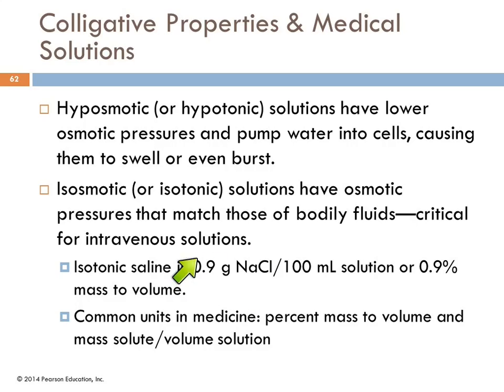But a mass of sodium chloride in a volume of solution, that's easy to make in the lab. You weigh out the sodium chloride, you put it in a container, you add water till you get the volume, bang, done. There's no calculating or anything that you need to do. And 0.9% mass to volume, well, that is exactly the same thing, 0.9 grams per 100 milliliters, mass to volume.